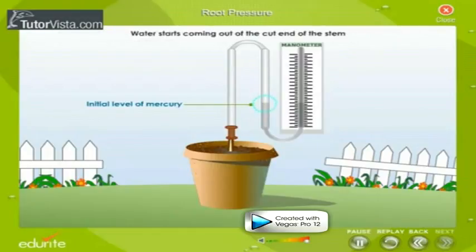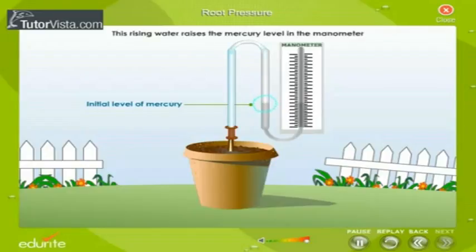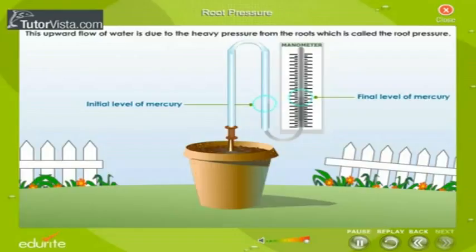Gradually, water starts coming out of the cut end of the stem. This rising water raises the mercury level in the manometer. This upward flow of water is due to the heavy pressure from the roots, which is called the root pressure.